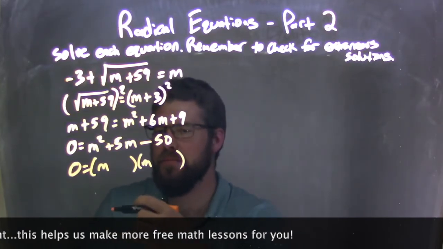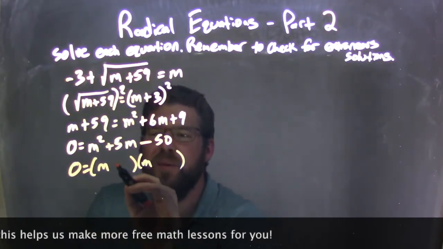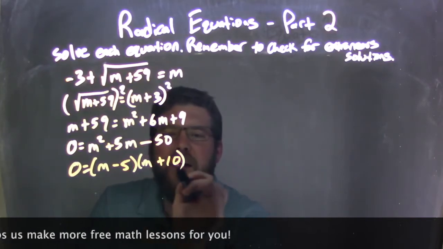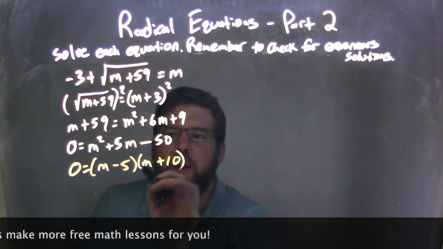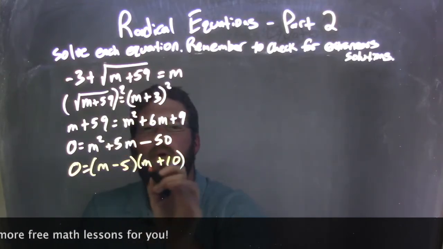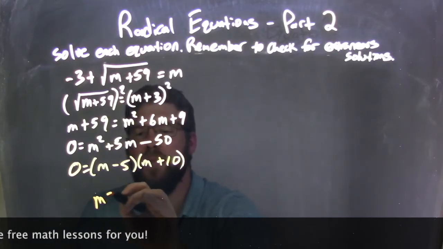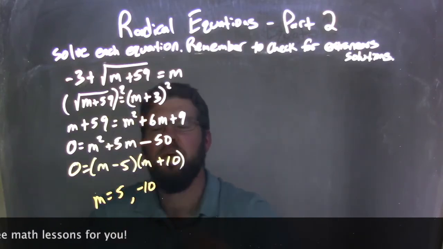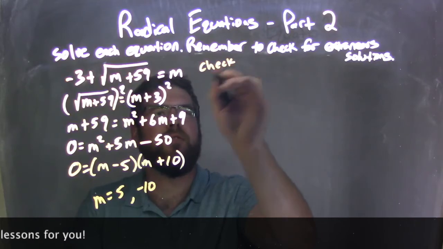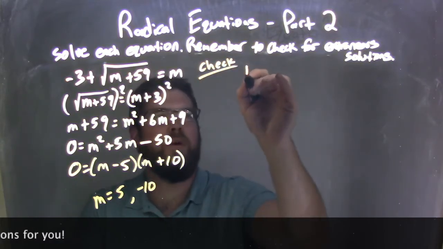Thinking about it? I'm thinking about it. I'm thinking about a negative 5 and a positive 10. Negative 5 times positive 10 is a negative 50, but negative 5 plus positive 10 is a positive 5. Got it. So we set both of them equal to 0, and we get m equals 5 and a negative 10. So now I need to check both of them for extraneous solutions here. So the first one, m equals 5.